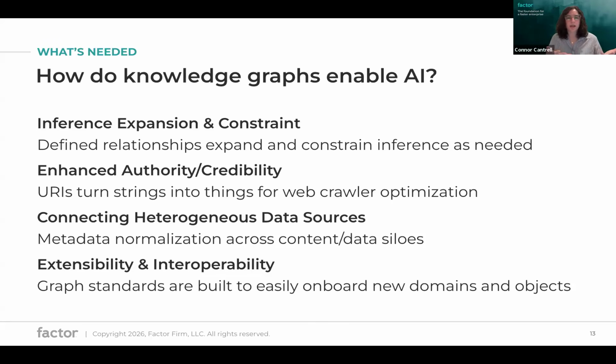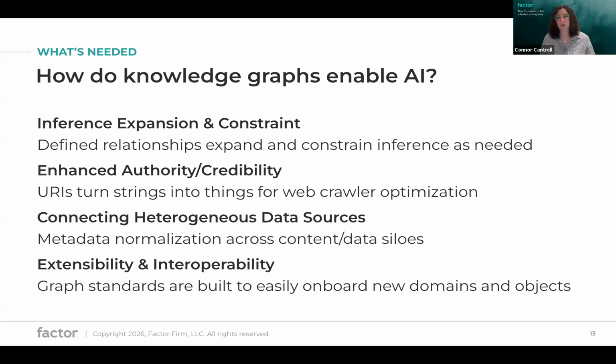And then, we also have our partners in SEO or GEO or AEO or whatever it may be called this week. They're really interested in how graphs can improve authority and credibility because every node and edge in the graph has a URI, Uniform Resource Identifier.